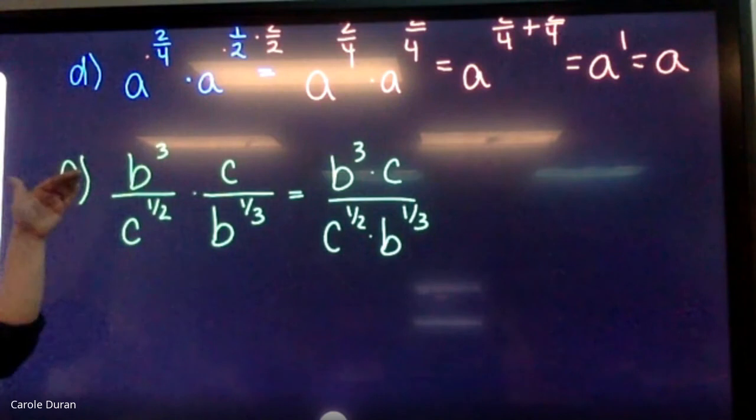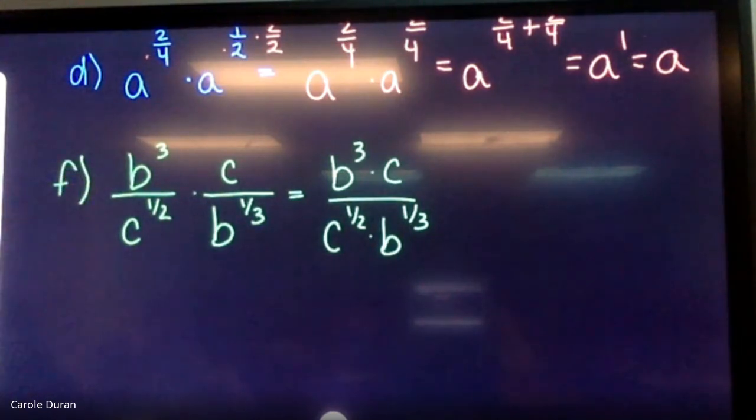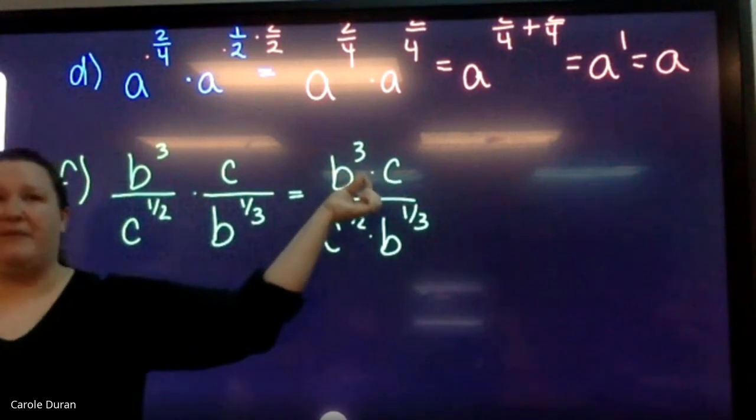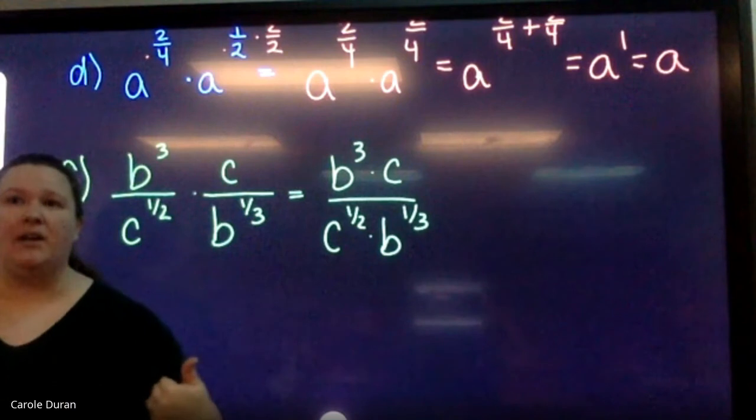I have a b on top and a b on the bottom, and I have a c on top and a c on the bottom. That can't happen if I'm simplifying. I can only have one of each variable present. That's it. Nothing else. So the way this works is if there were any repeating b's in the numerator, I'd put them together. If there were any repeating c's anywhere, I'd put them together.